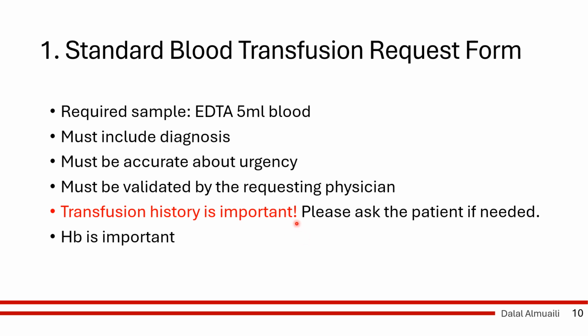If it's not written in the patient file, it is always worth asking the patient if needed. Knowing if the patient had received a transfusion previously or not does affect the decisions that we make in the blood bank. And the hemoglobin is also important to include on the request form if it's available. And if both the CBC and the blood bank investigation have been requested at the same time, it's worth noting on the form that the hemoglobin has been requested, but don't say it's 0.